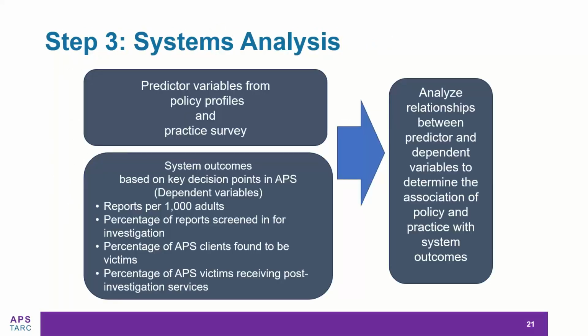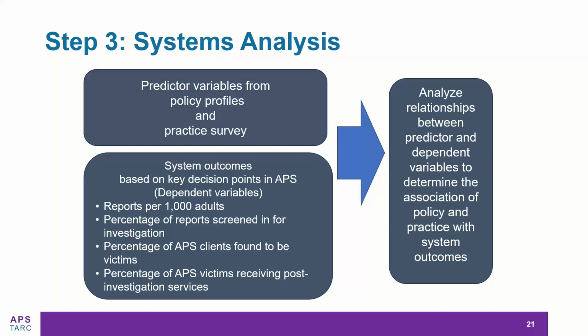So our systems analysis: the predictor variables are independent variables. We called them both at different stages of our work. So the variables from the policy profiles and the practice survey served as those predictor variables. And then the dependent variables were the system-level outcomes. In particular, the variables we were interested in were reports per 1,000 adults, giving a sense of the volume of reports that are being accepted in each program.